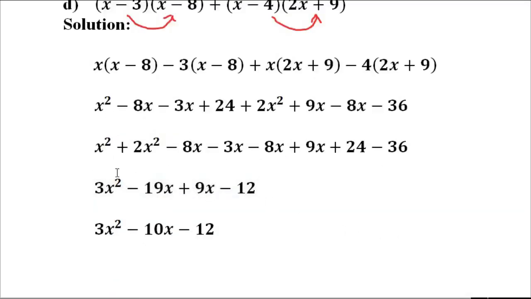Now positive x squared, positive 2x squared gives us positive 3x squared. Now negative 8x, negative 3x, negative 8x gives us negative 19x. Positive 24, negative 36 is negative 12. Next, negative 19x, positive 9x gives us negative 10x. Therefore, positive 3x squared, negative 10x, negative 12 is our simplified expression because we can't add or subtract those terms.